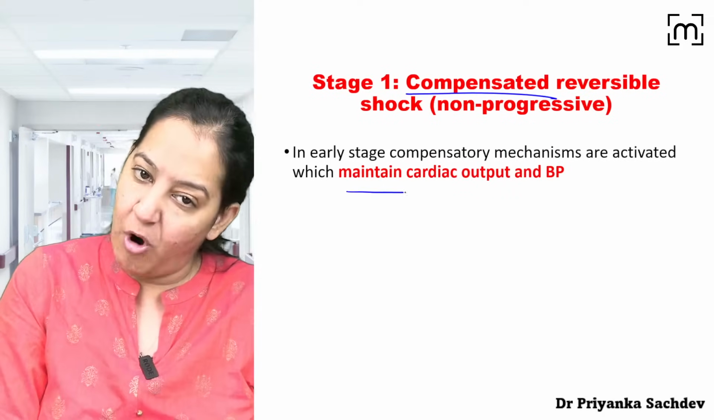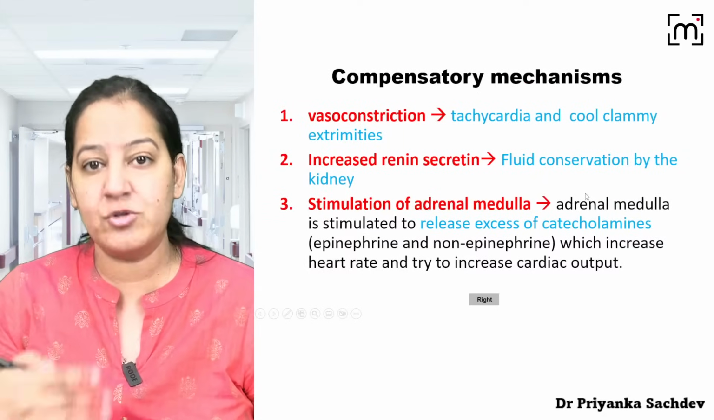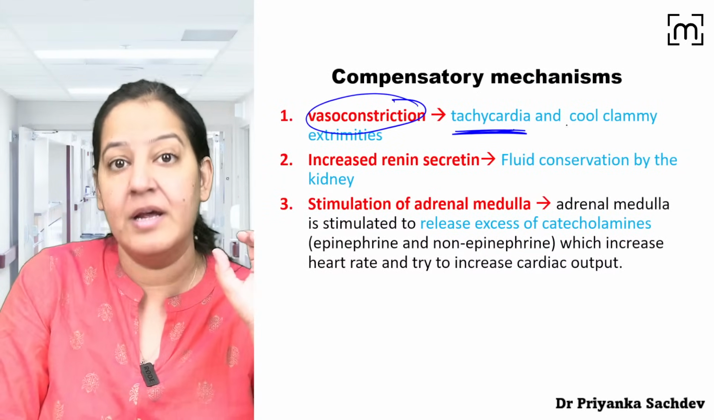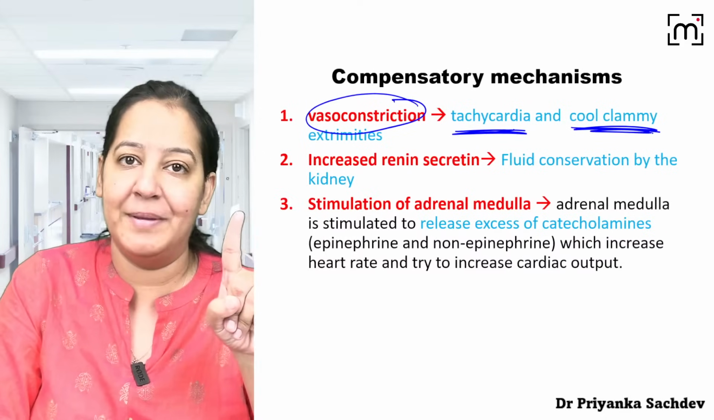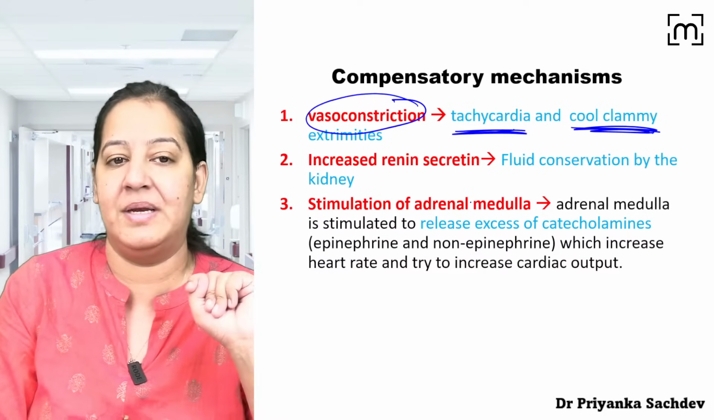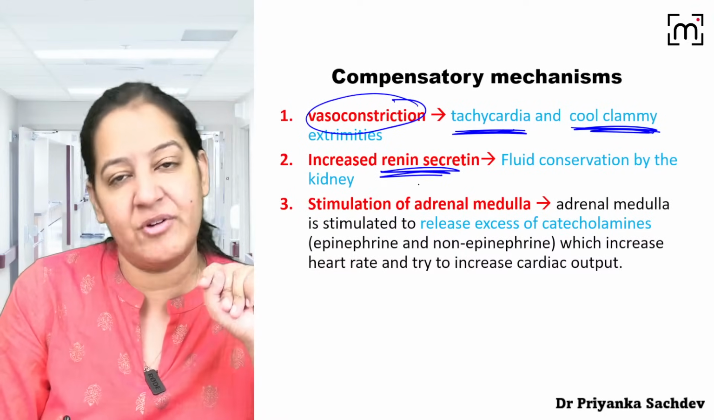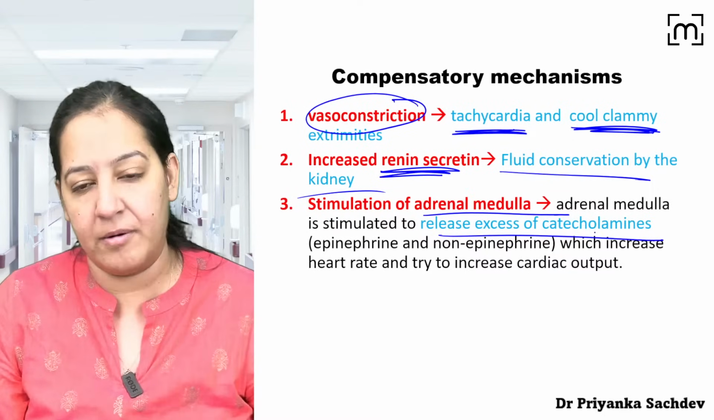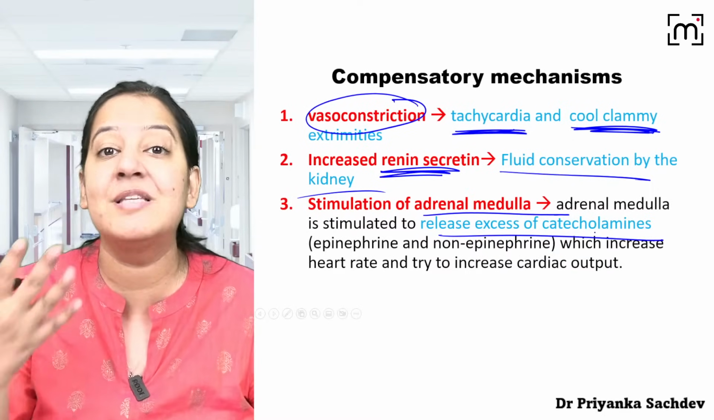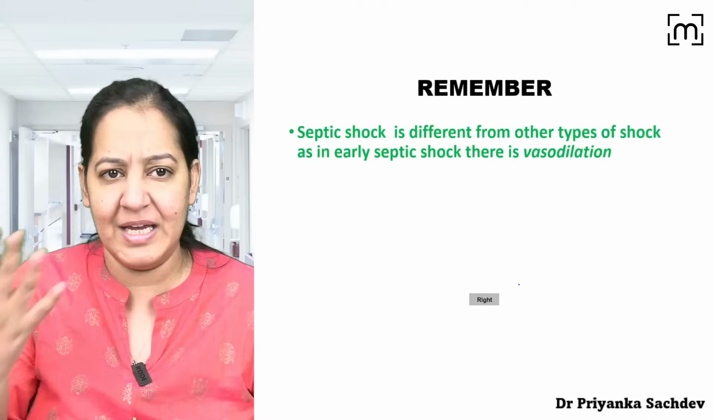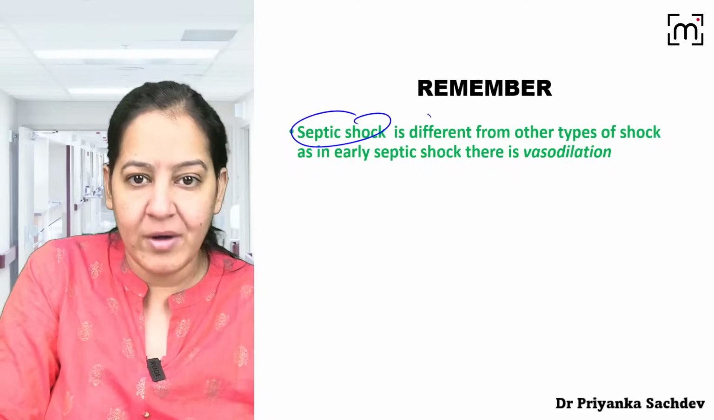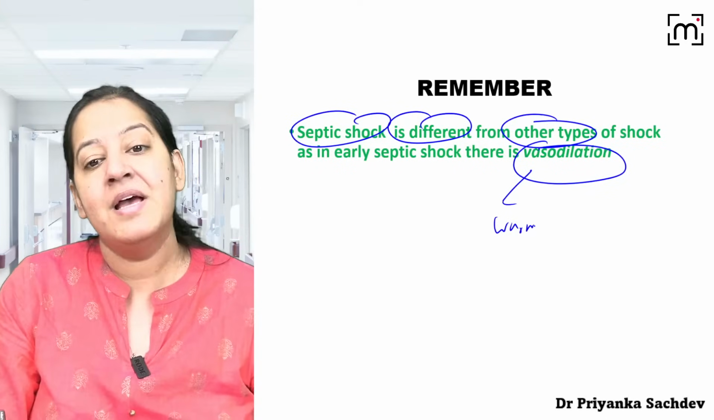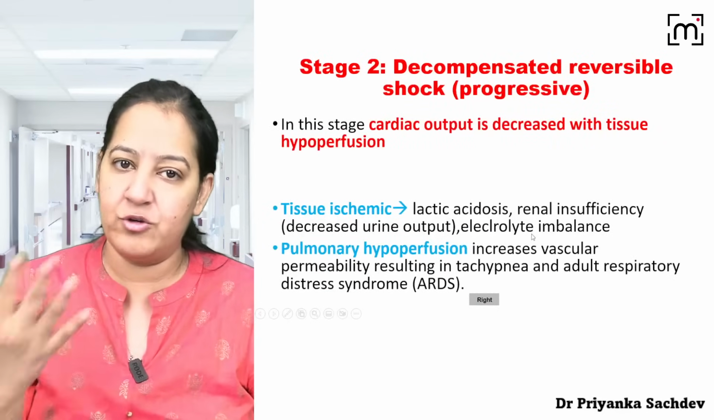So compensated: cardiac output and BP are still maintained. The body is compensating by doing vasoconstriction. So tachycardia will be there. In all types of shock, cool extremities will be there, except septic shock, in which warm extremities are there. The kidney will secrete renin, so the renin-angiotensin pathway will come into play. Adrenaline and catecholamines will be secreted, and the body will have sympathetic stimulation. So the body is compensating in the compensatory stage. Septic shock is different from all other shocks because of vasodilatation and warm extremities. That is the opposite of all shocks. I had told you many times.